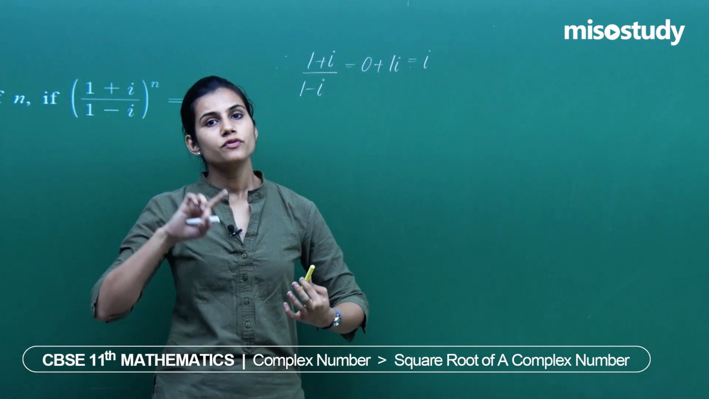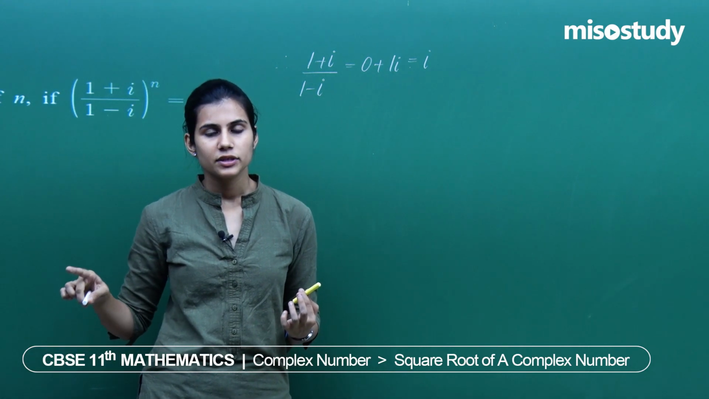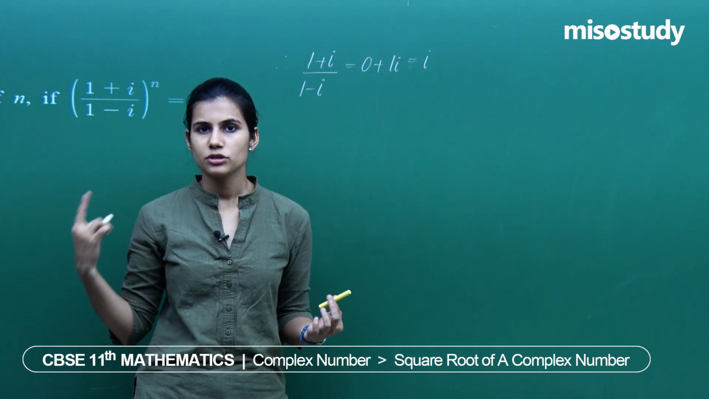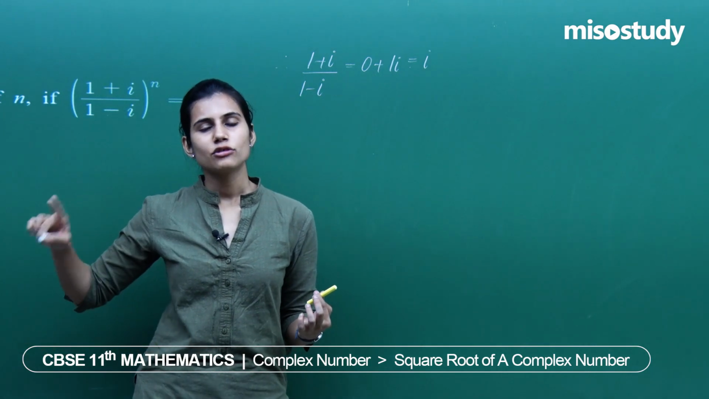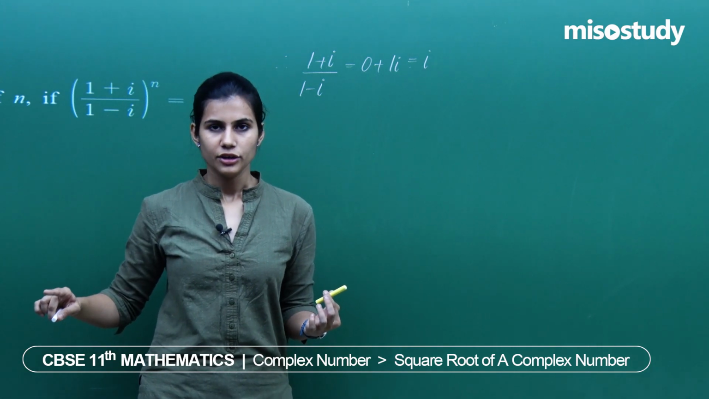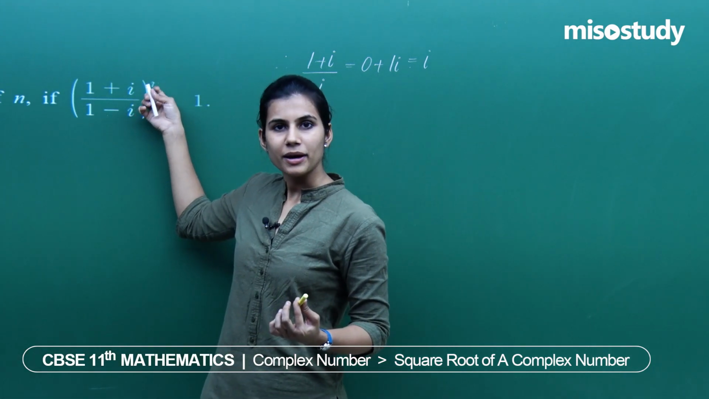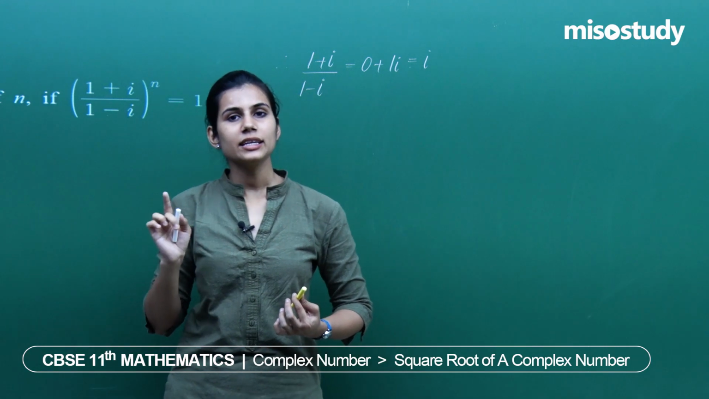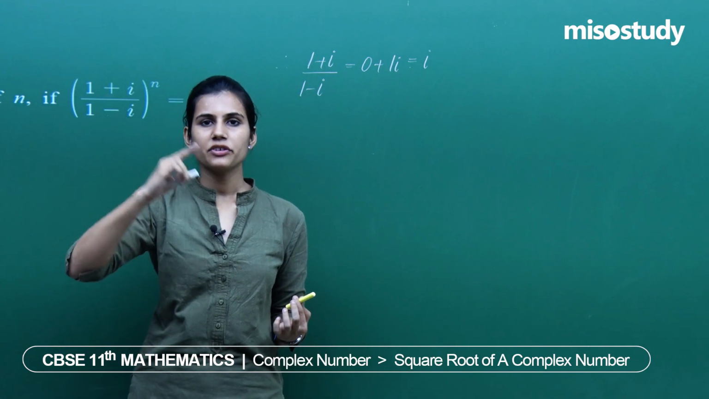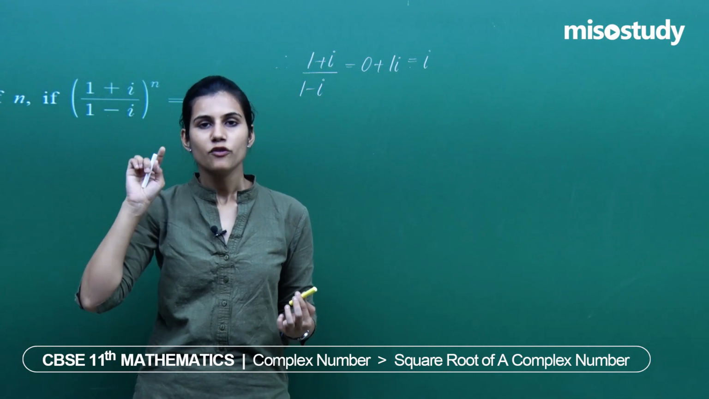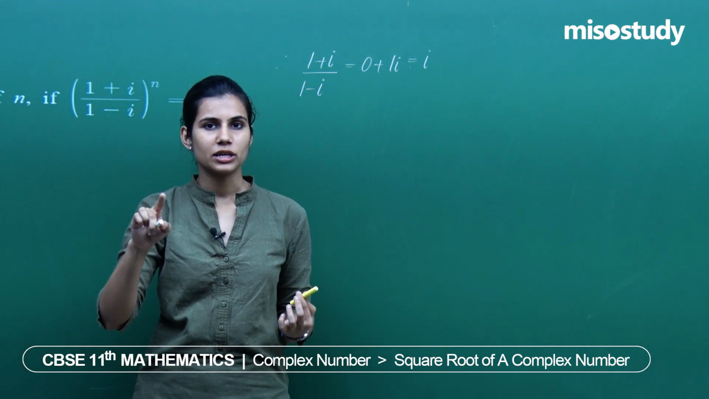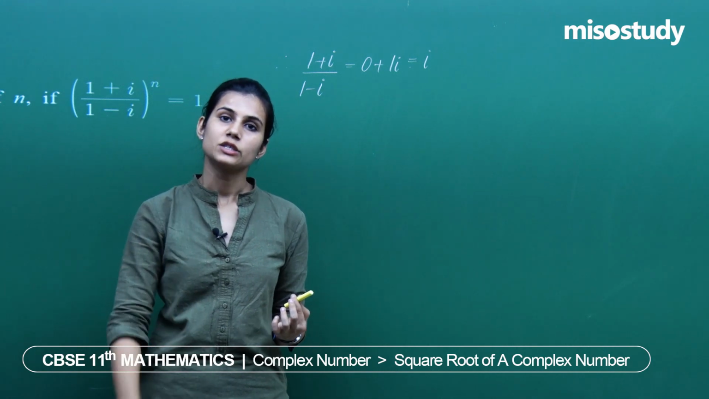The moment you move to iota raised to the power 5, again it would be iota, iota raised to the power 6 would be again minus 1, iota raised to the power 7 would be minus iota, iota raised to the power 8 would be 1, right? So iota raised to the power 8 would be 1. But the least natural number for which iota raised to that particular natural number as the power is giving you 1 is 4.